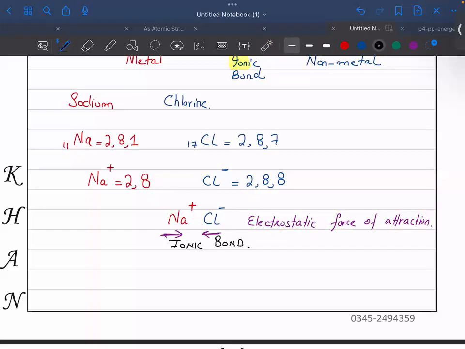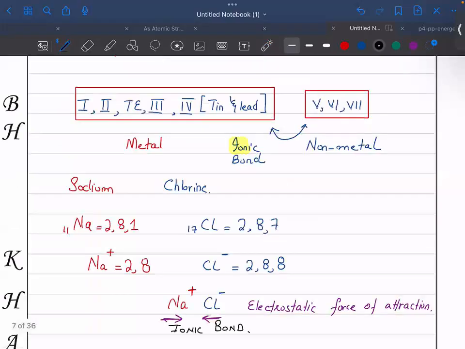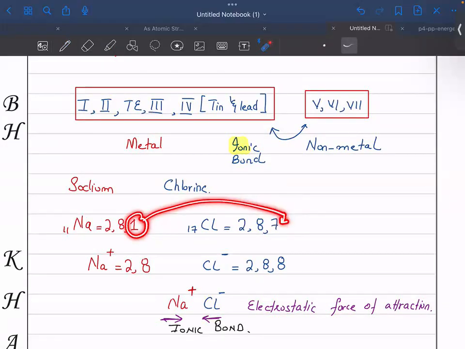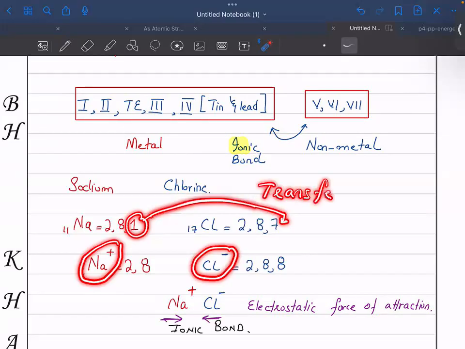So what happens in ionic bonding? Actually, one atom loses an electron, the other atom gains an electron. So there is actually a transfer of electrons. ट्रांसफर ही कहेंगे ना इसको. सोडियम एटम का इलेक्ट्रॉन निकल के क्लोरीन में चला गया. There is actually a transfer of electrons and formation of a positive ion and a negative ion.